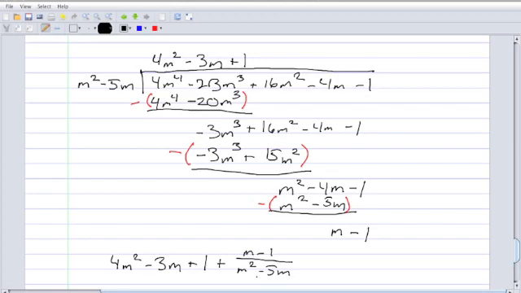Yeah. So it's your divisor. When you write this remainder, you put your remainder, which is m minus 1, divided by your divisor, which is this m squared minus 5m. Okay. This is the final answer. Let me look at it. 4m squared minus 3m plus 1 plus m minus 1 over m squared minus 5m. Yeah. So this is the final answer.